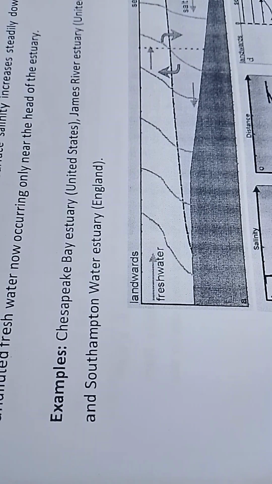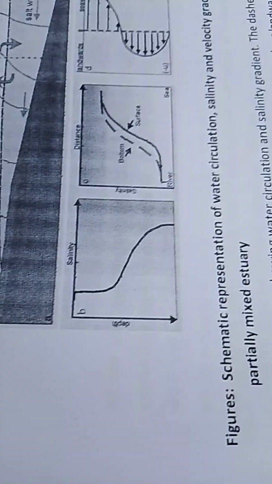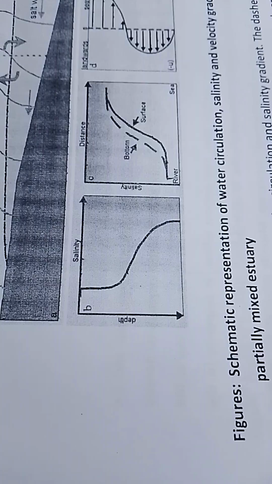Example: Chesapeake Bay Estuary, United States; James River Estuary, United States; Mersey and Southampton Water Estuary, England. Schematic representation of water circulation, salinity, and velocity gradient in a partially mixed estuary.